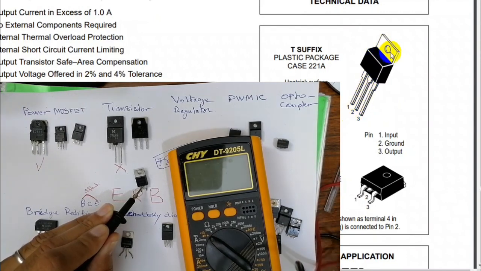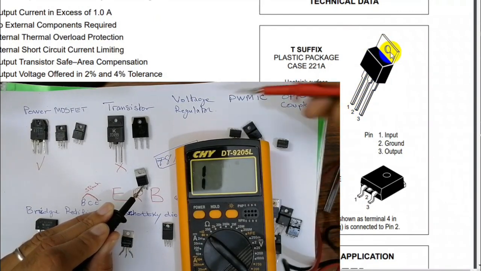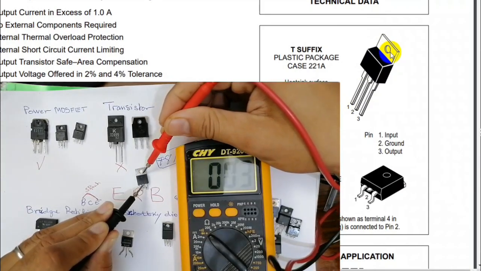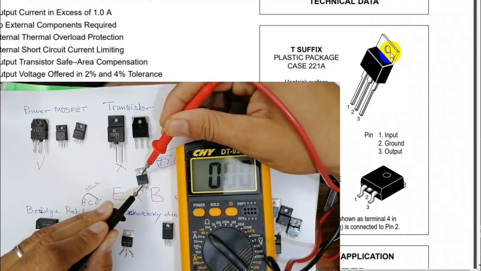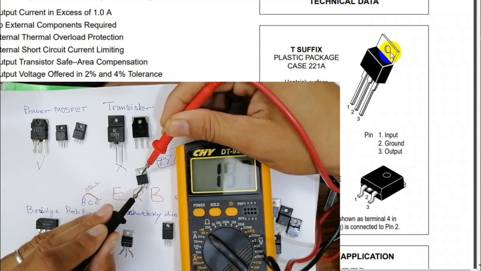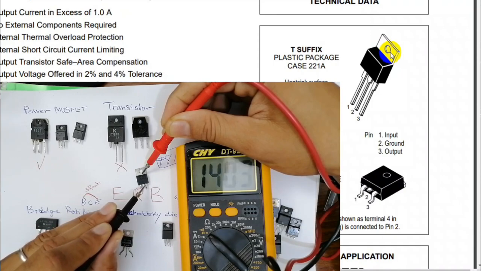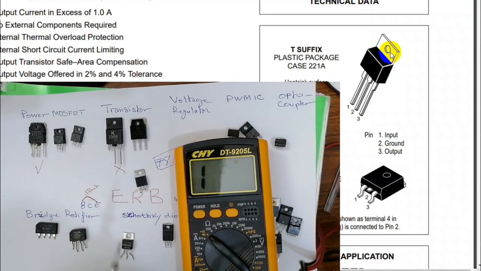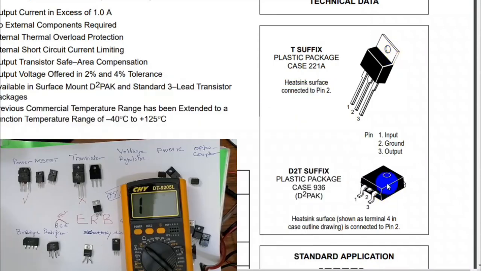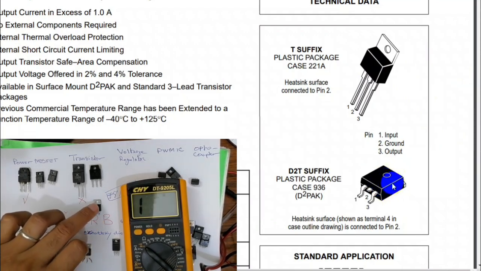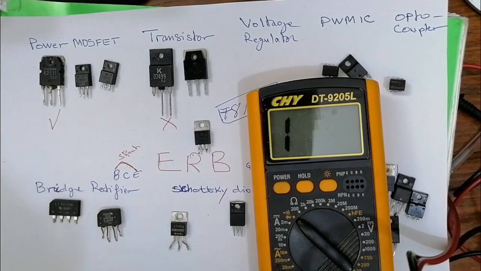This also should be ground. So let's check using the multimeter. We should get a buzzer, as you can see. Low resistance in the multimeter. So this is ground. This and this are connected. So here we have input, ground, and over here we have output. You can also find this type of voltage regulator. So how can we test this kind of voltage regulator?